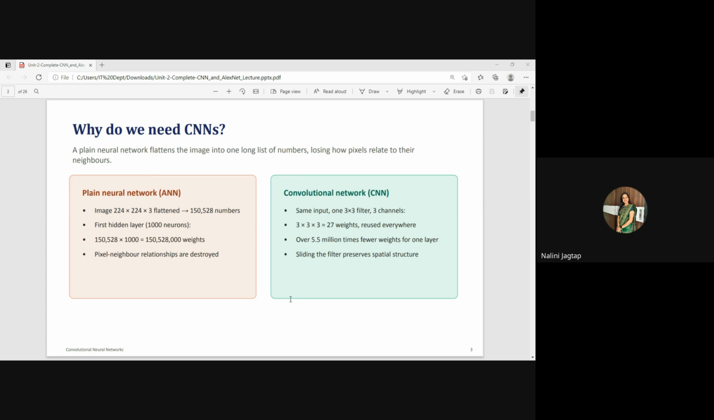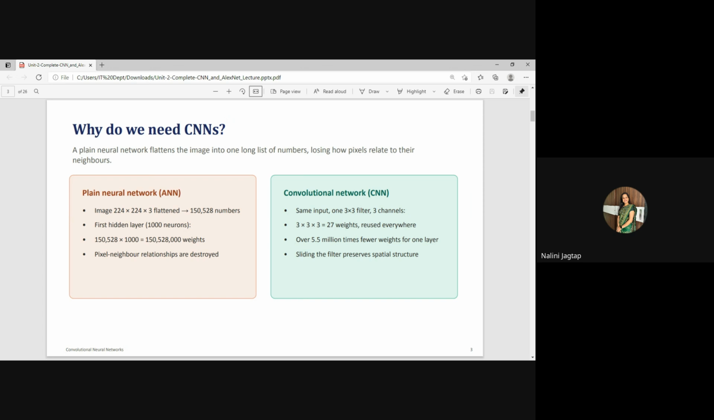Now look at the right card. A CNN instead uses a small 3 by 3 filter with three channels. That's only 27 weights. You can see on the right we have the CNN with the 3 by 3 filter and three channels, so it only has 27 weights, and it reuses that same filter across the entire image. That's over 5.5 million times fewer weights for the equivalent layer.